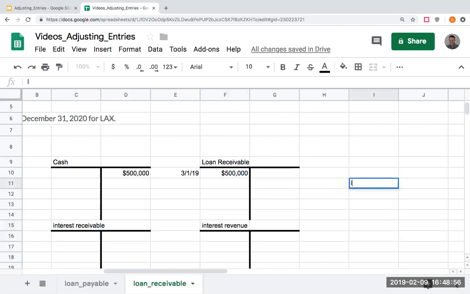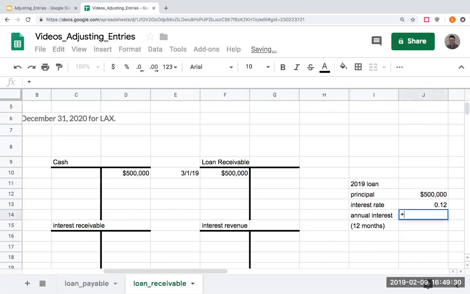Well, my loan amount for 2019, the principal or the loan amount, is going to be $500,000. At the same time, my interest rate is going to be 12%. And I'm just using 12% for obvious reasons. Easiest number to divide by 12, but there we go. So my annual interest, and what I mean by annual is 12 months, is going to be 500,000 times 0.12, or 12%, or $60,000.